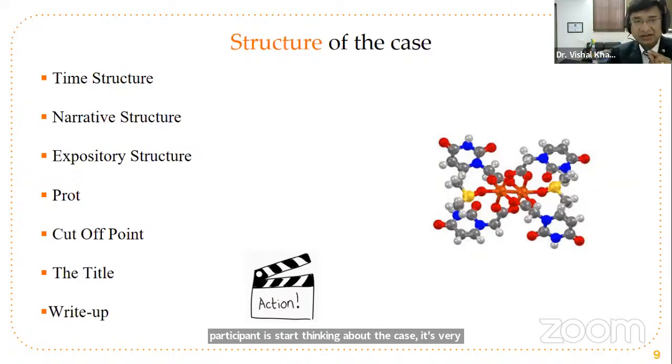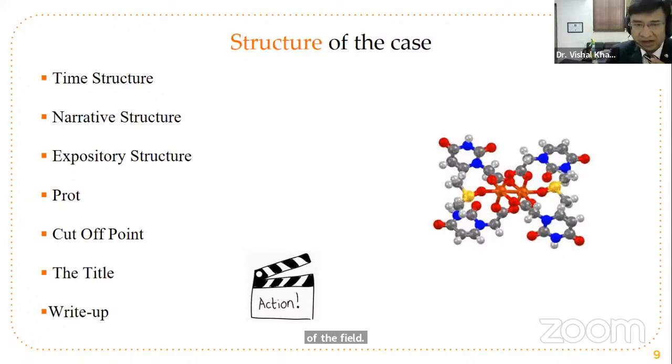The title is very important. Like the name of the film is very important. The name of the book is very important. The name of the program is very important. The name of the course is very important. The name of the product is very important. The case title is very important.